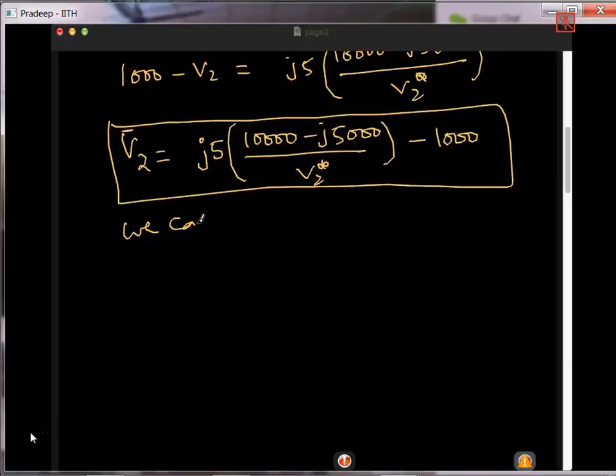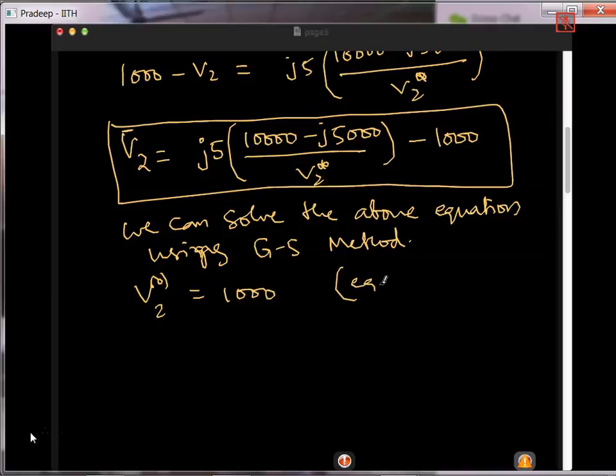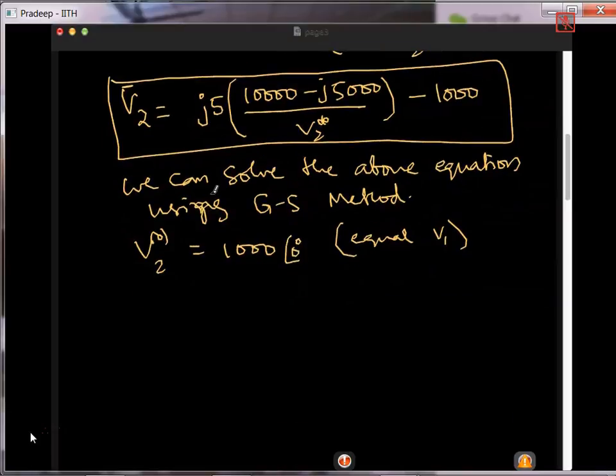So we can solve the above equation. How to solve the above equation? You start with V2 0 equal to 1000. So this is nothing but equal to V1, assuming that this is 1000 and angle is 0 degrees. So like this you take a starting point, and then you keep on iterating it.